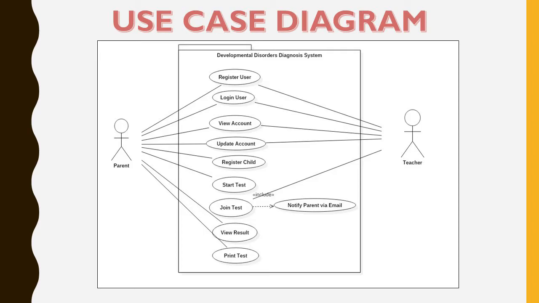This is the use case diagram for the system. There are 9 use cases and 2 actors. Only the parent can register the child and view the result. The teacher can only join the test, and after the test has been joined, the system will send an email notification to the parent.